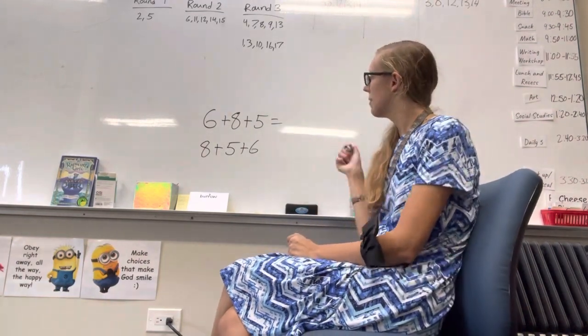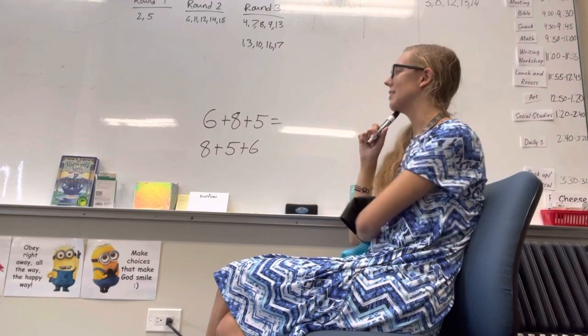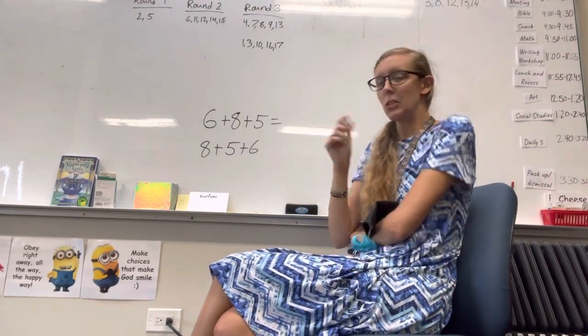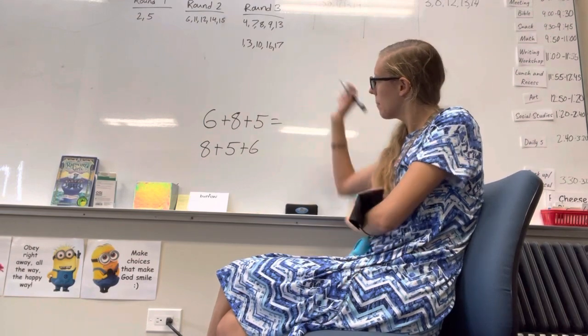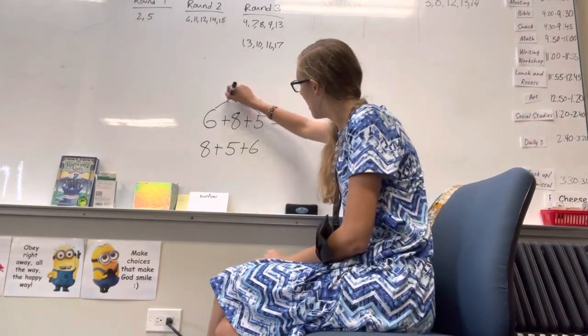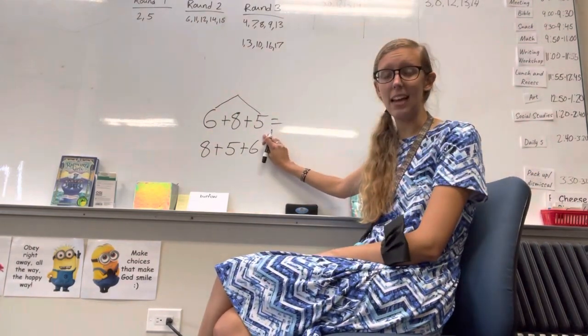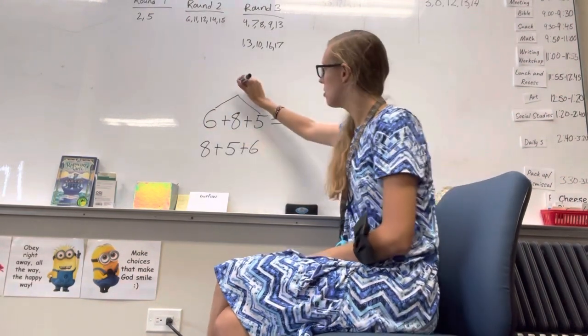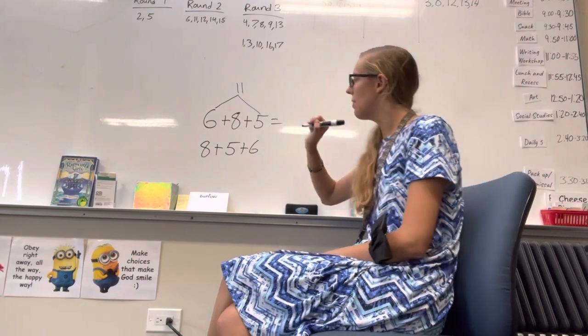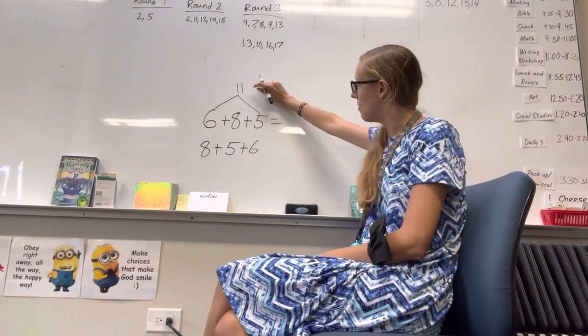So let's try it. I'm going to look at this, and I don't see any tens facts. So I'm just going to choose 2 numbers to add first. Well, I know that 5 plus 5 is 10. So 6 is just one more than 5, so it's going to be 11. Then I have to add 8 plus 11.